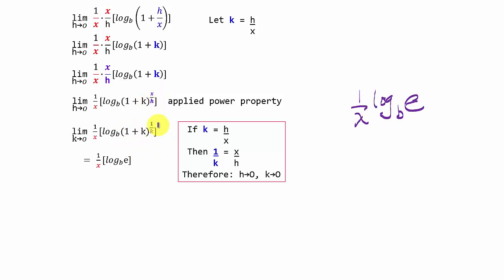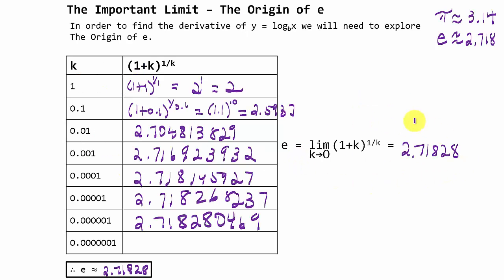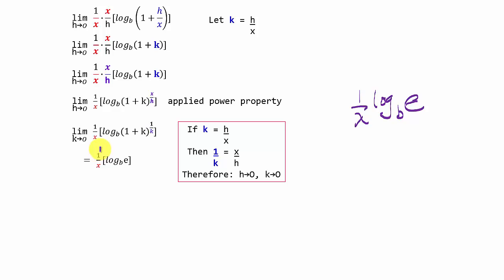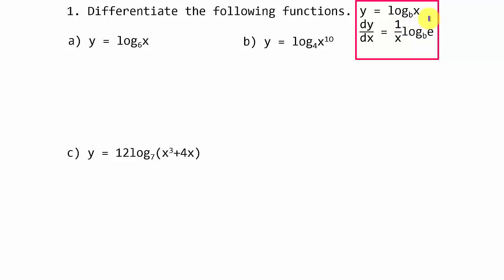Notice we're getting closer and closer to getting what we need. Since h is approaching 0, then k would also have to be approaching 0. Now, taking the limit as k approaches 0 of (1 plus k) all to the power of 1 over k will be e, just like we learned here. Therefore, we'll be left with 1 over x times log base b of e. Therefore, in general, the derivative of y equals log base b of x is equal to 1 over x times the log base b of e. You will need to memorize this.